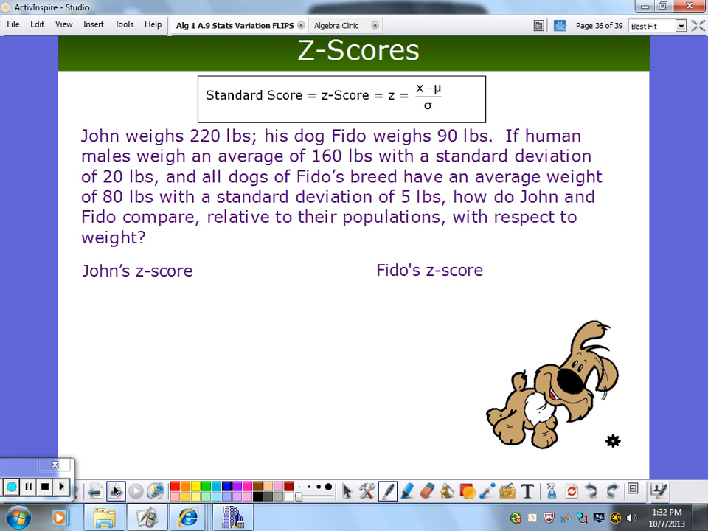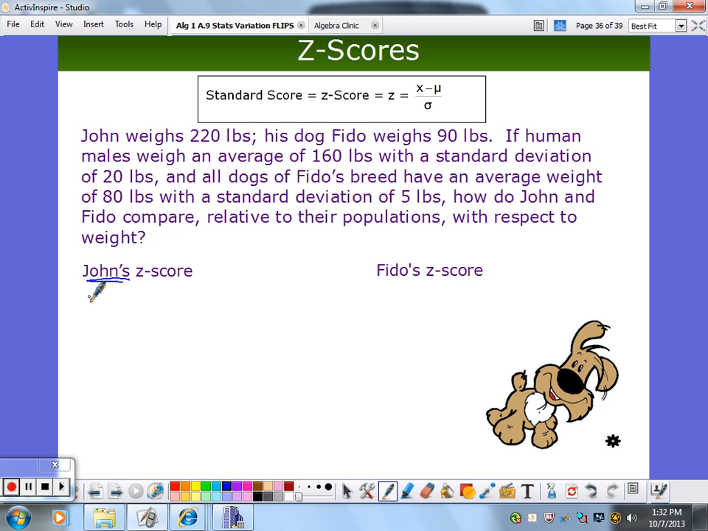So I've got John and Fido. John is Fido's human, and Fido is John's dog. John weighs 220 pounds, and the dog weighs 90. Now, the human males have an average of 160 pounds with a standard deviation of 20. And dogs that are like Fido, the same breed, their average weight is 80 pounds with a standard deviation of 5.